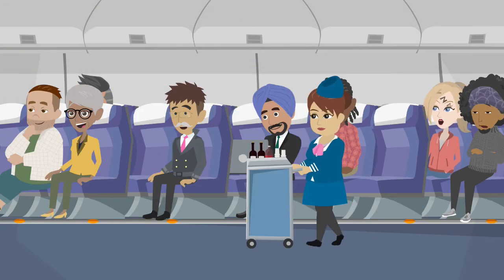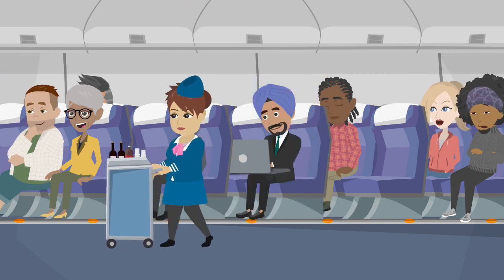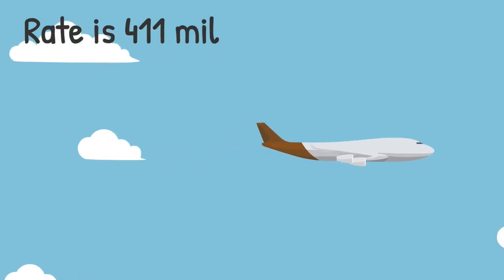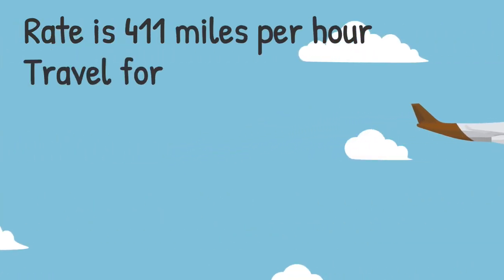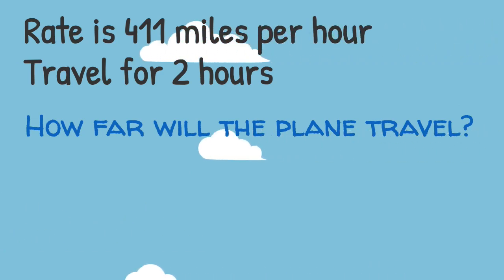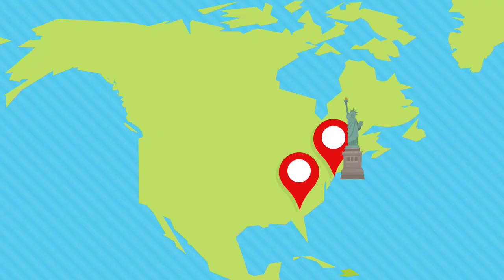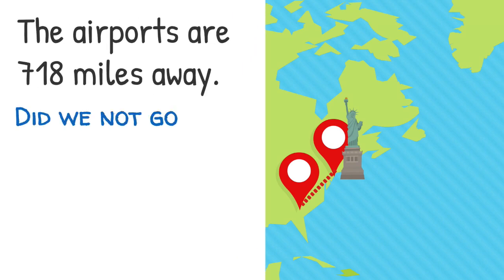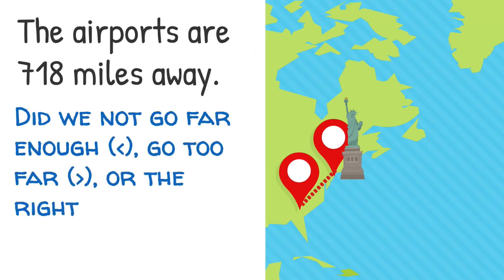In New York City, I board a plane to return to Savannah, Georgia. The plane flies at a rate of 411 miles per hour for 2 hours. How far will it travel? The airports are 718 miles away by airplane. Did we go far enough, go too far, or the right amount? Represent this using the symbols of less than, greater than, or equal to.